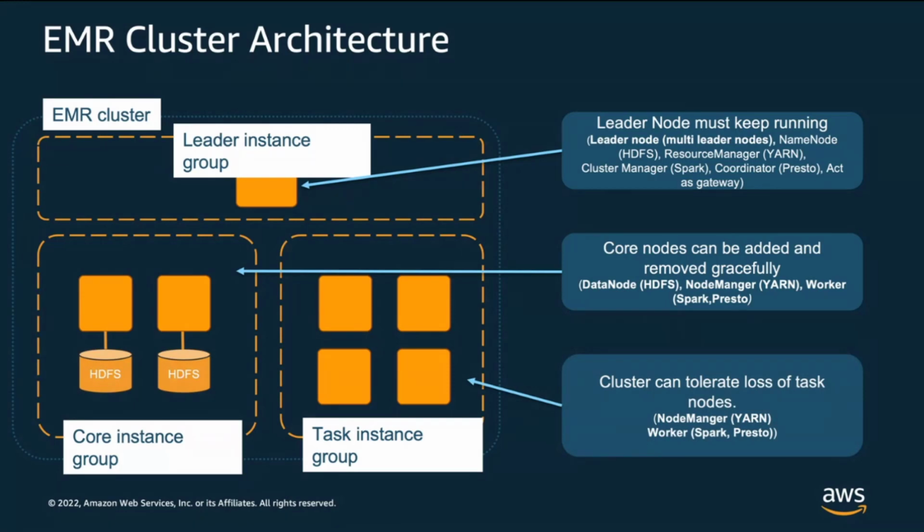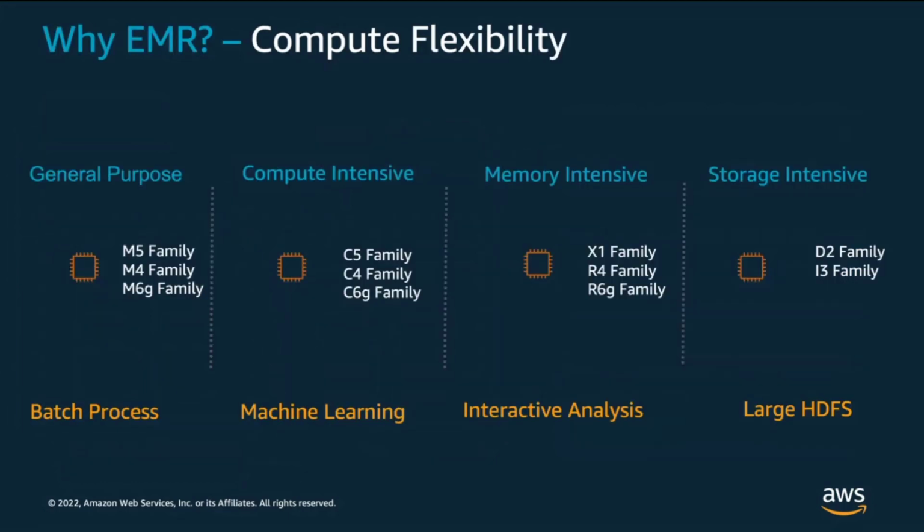Number 3 is the task nodes. These are completely optional, used to increase the compute capacity. So you have node manager, YARN, worker. If you want more compute capacity, you can use them. Otherwise, you can leave them out. Generally, for customers, we recommend using spot instances for task nodes, because it will not break your cluster. The cluster can tolerate loss of task nodes. So this is the whole EMR cluster, where we have all 3 types of instance groups.